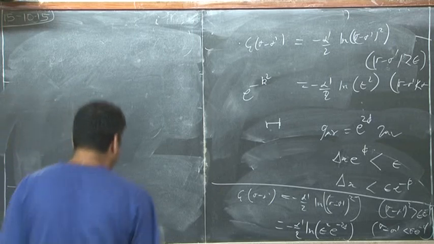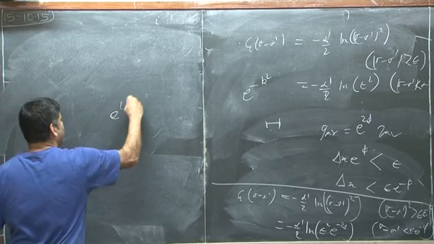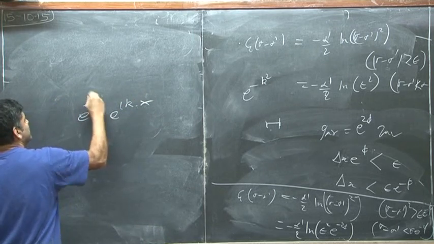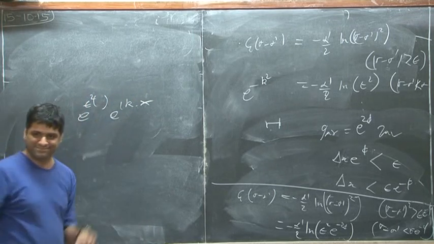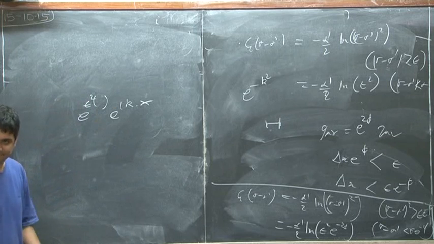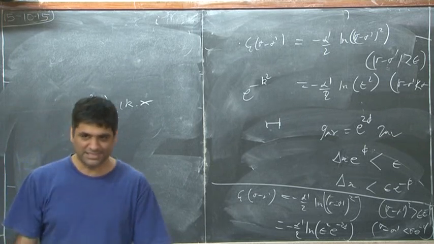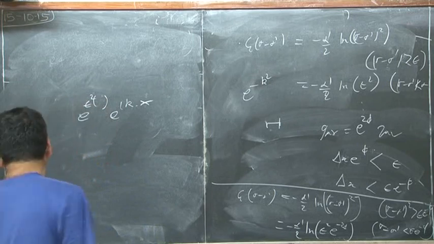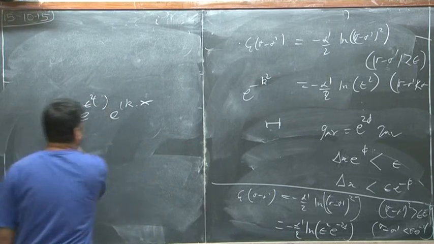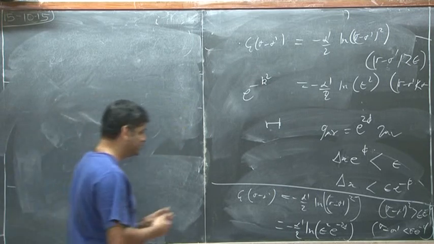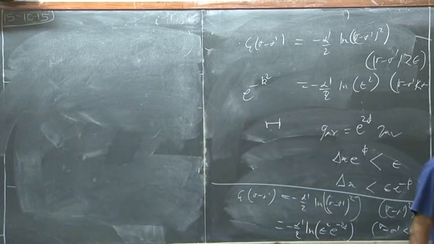So your actual insertion would be e to the power k dot x times e to the power epsilon squared times 1. Is this clear? Okay, great. Other questions, comments?